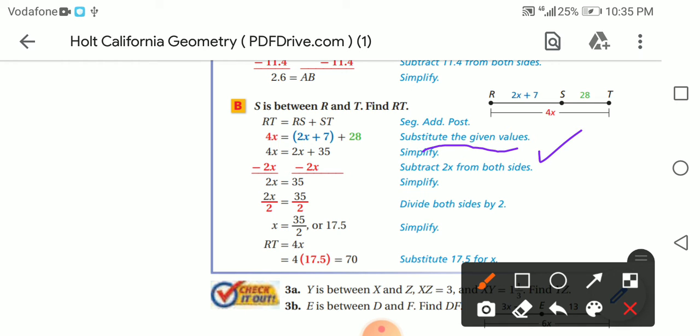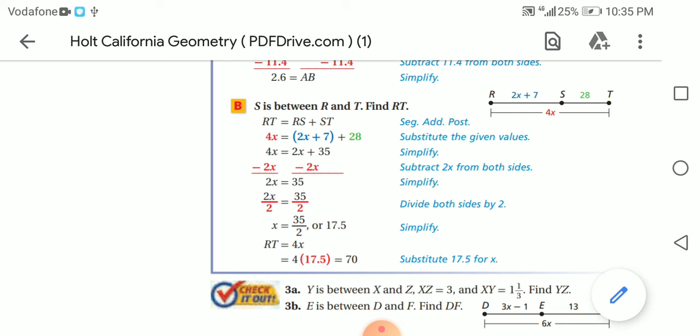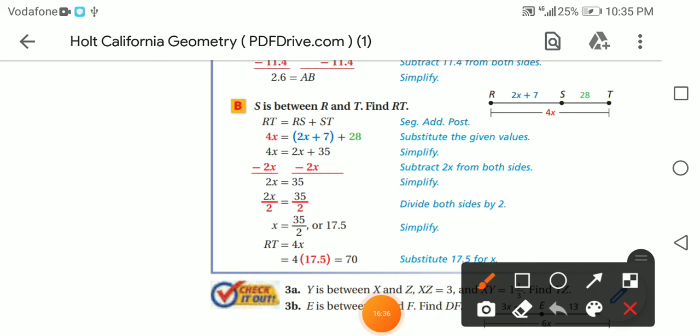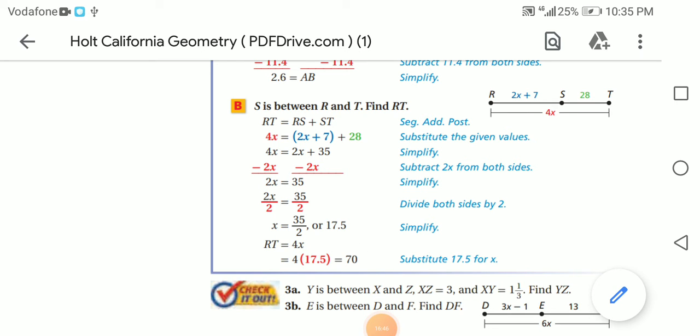Simplify. Okay, I have 4x, the same 4x. What should I do here? I have 28 and I have 7. We can add 28 and 7. 28 and 7 gives you 35. Okay. 4x equals what? 4x equals 2x plus 35 after simplifying.